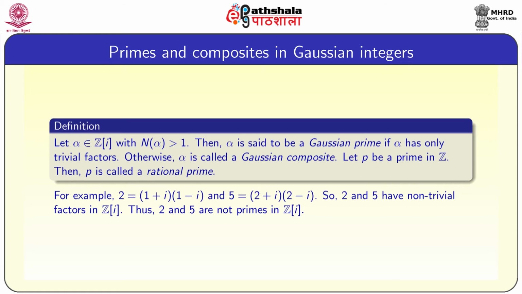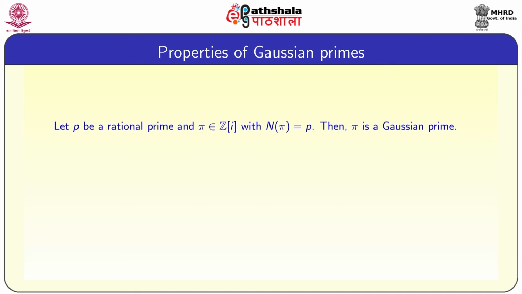It is because, first, norm of 2 is greater than 1, and it has factors 1 plus i and 1 minus i. And we are going to look at some properties of Gaussian primes. Let p be a rational prime and pi belong to Z[i] with norm of pi equal to the rational prime p, then pi is a Gaussian prime. So it is one of the important results that whenever the norm of a Gaussian integer is a rational prime, that is a prime as an integer, then pi is a Gaussian prime.